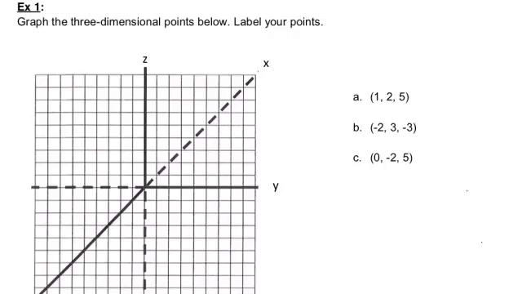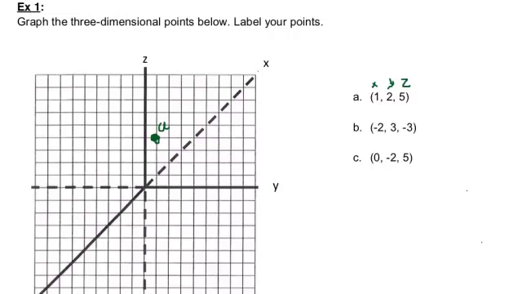If we look at letter A, we have 1, 2, and 5. Again, this is x, y, and z. On the x-axis, we start at the origin just like we always do. We're going to go on the x-axis positive 1, so it's going to be 1 towards us. Then from that point on our y-axis, we are going positive 2, so we're going to go to the right 2. And lastly, z tells us positive 5, so we're going to go up 5. So we're going to end up at the point right here.